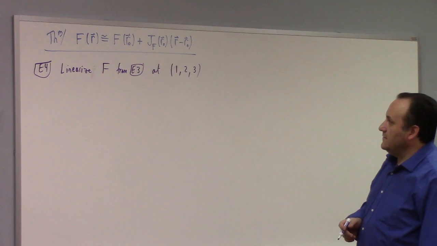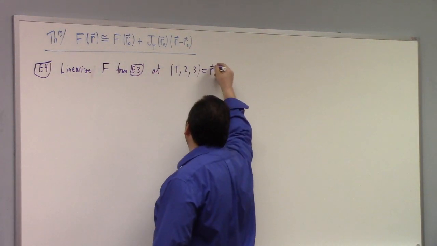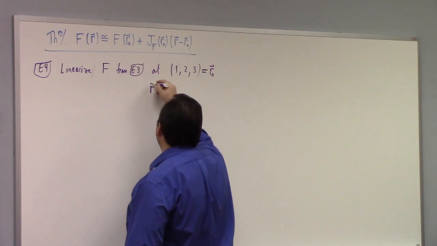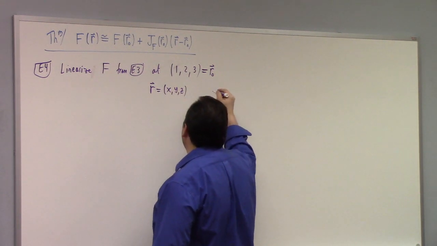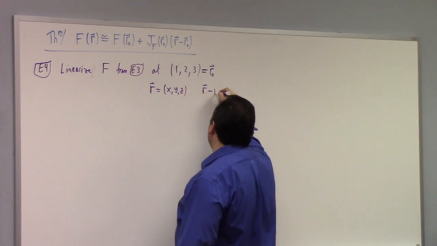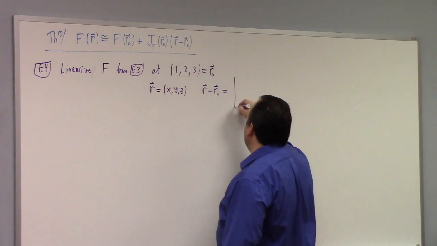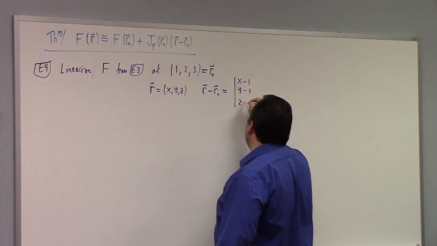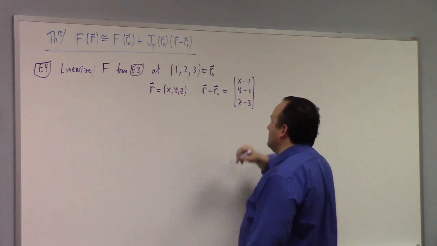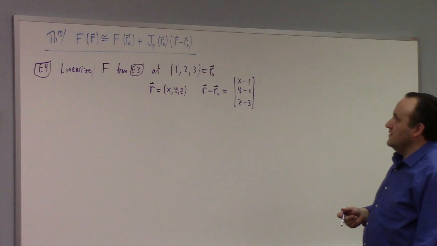Anyway, so what we got? So this is my quote-unquote r naught, and I'm thinking of r here as just being x, y, z, right? So like r minus r naught is actually x minus 1, y minus 2, z minus 3. It's a column of differences.